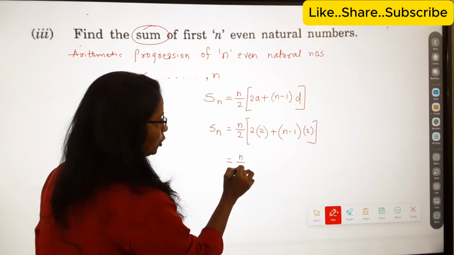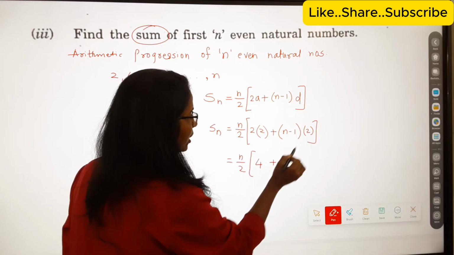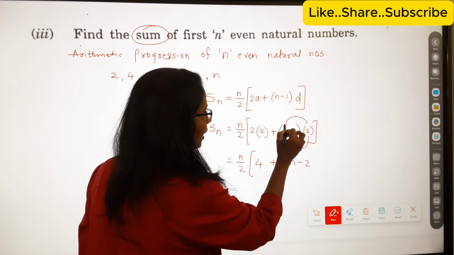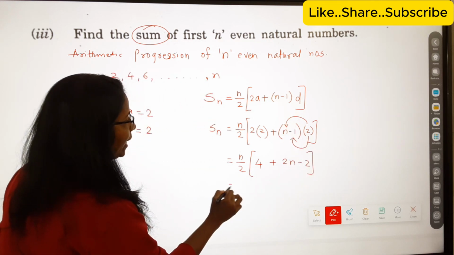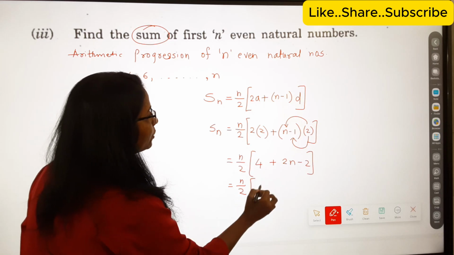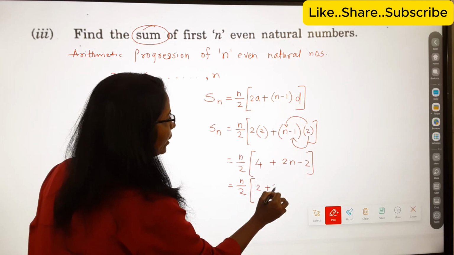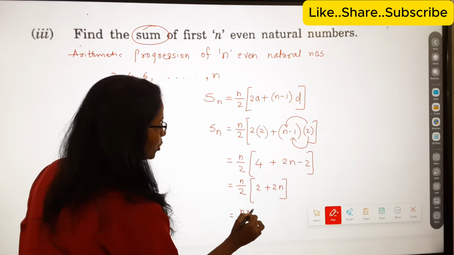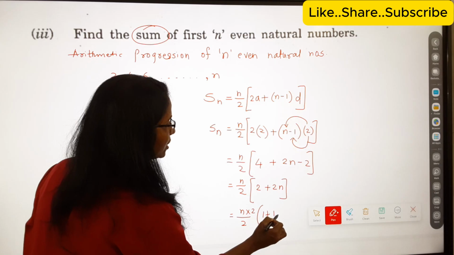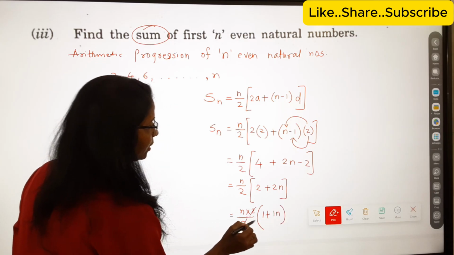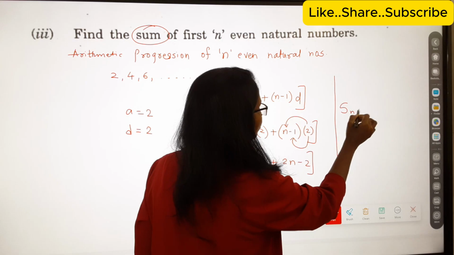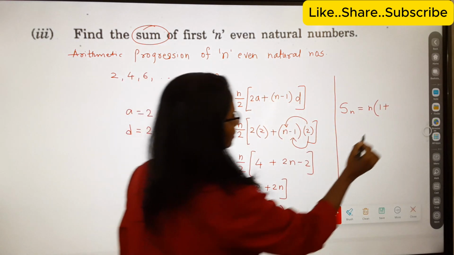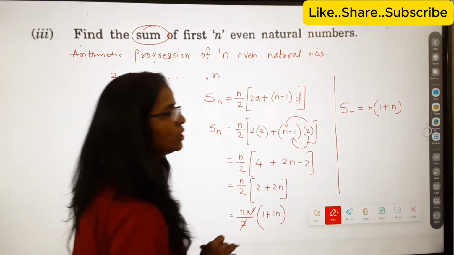So n upon 2 times (2 twos are 4 plus 2n minus 2). Then n upon 2 times (4 minus 2, that is 2, plus 2n). From this bracket, 2 is common, so we can write 2 times (1 plus n). The 2 gets cancelled. So Sn is equal to n times (1 plus n). So this is the final answer.